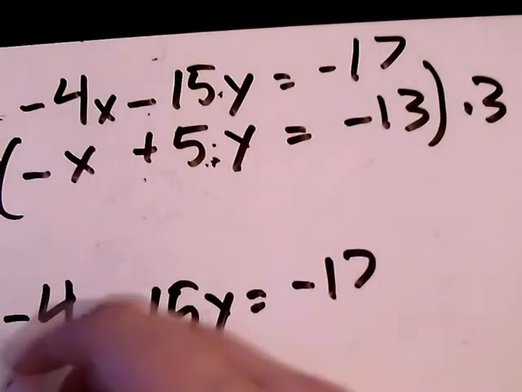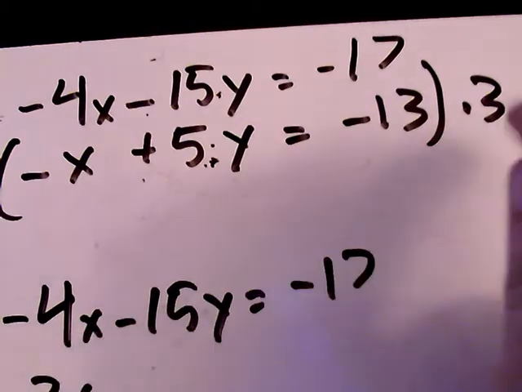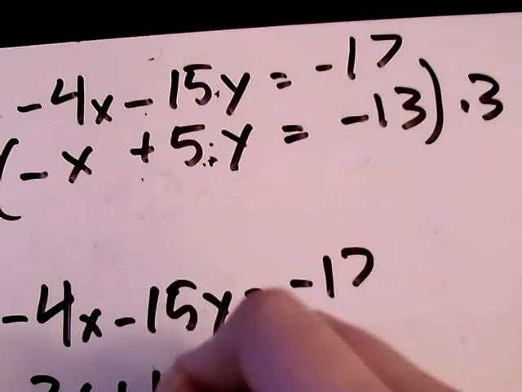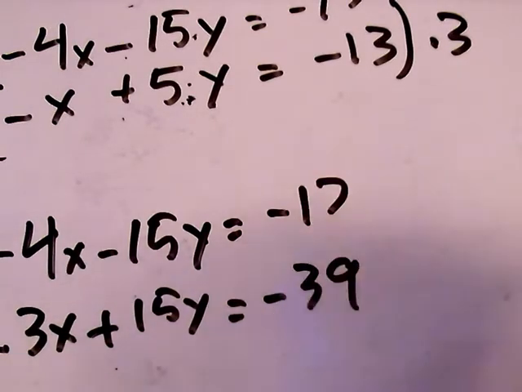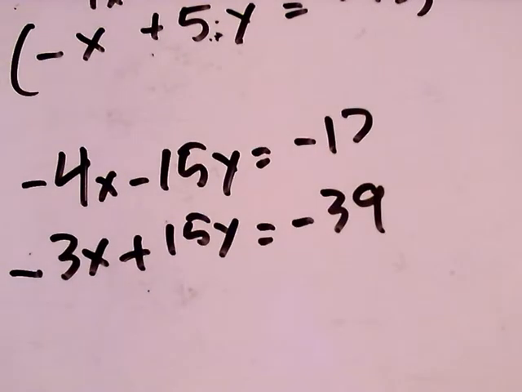So that means 3 times negative x is negative 3x. 3 times 5 is positive 15y. 3 times negative 13 will equal negative 39. So all I did was multiply my second equation by 3. That's it. Nothing else changed. The first equation stayed exactly the same.